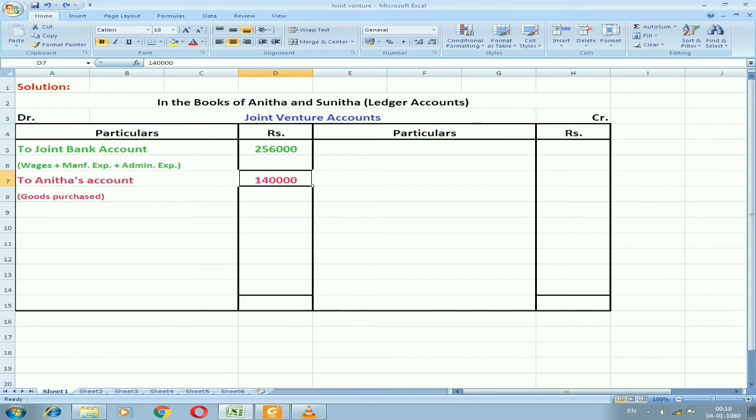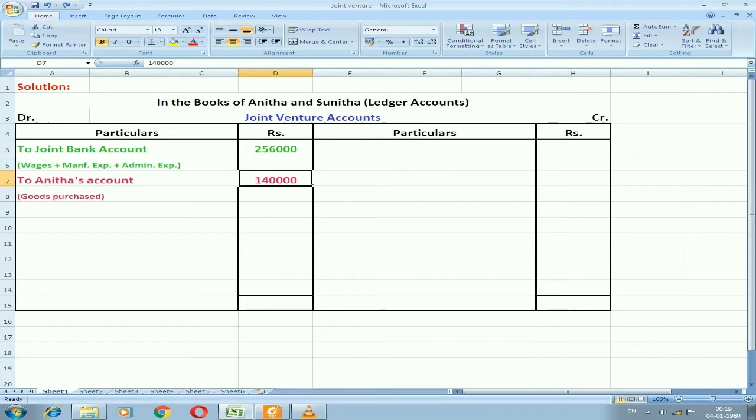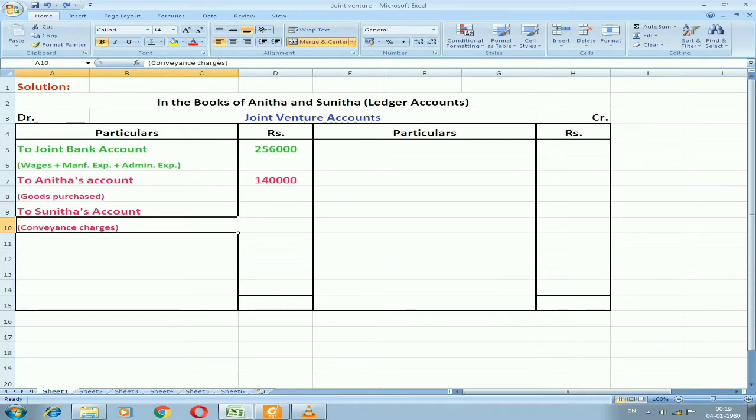In the same way, expenditure which is done by each co-venturer will be recorded in their name. If it is done collectively, it will be recorded in the bank account name. So Sunita paid 18,000 for conveyance charges. It is also paid by a co-venturer, so that is the reason we are supposed to record in their particular name. So Sunita's account, in the bracket we are supposed to record conveyance charges, and the amount of that will be rupees 18,000.